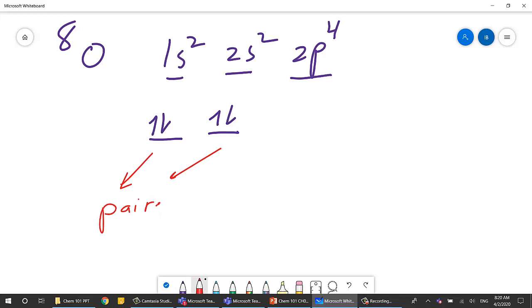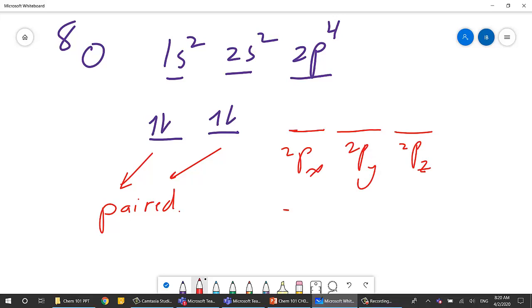Paired means one is up, one is down, like married. Now for the 2p shell, it has 3 subshells, px, py, pz, as you remember. So this is 2px, 2py, and 2pz.